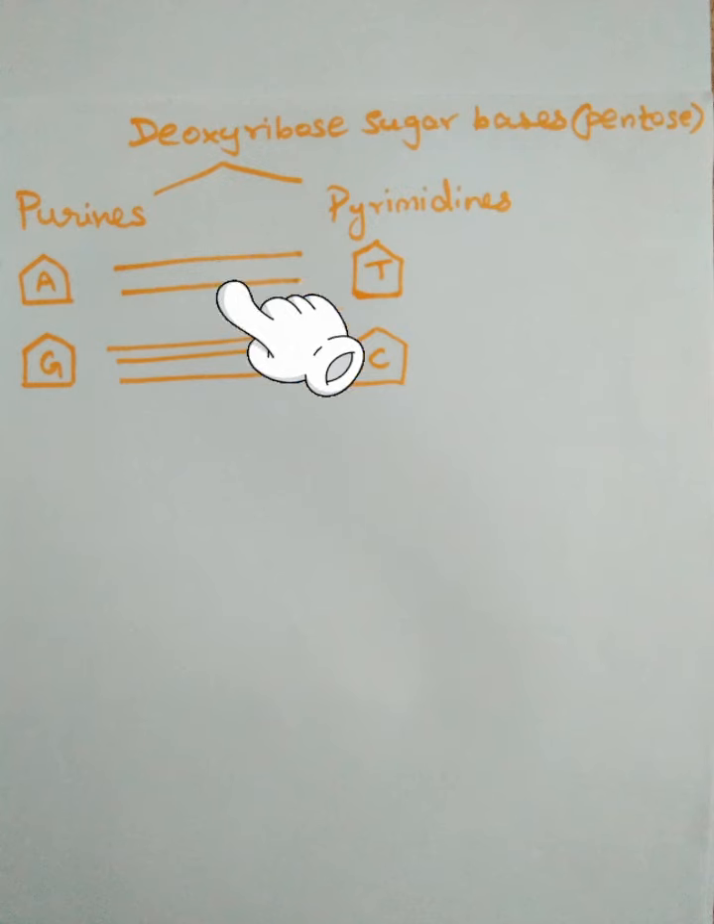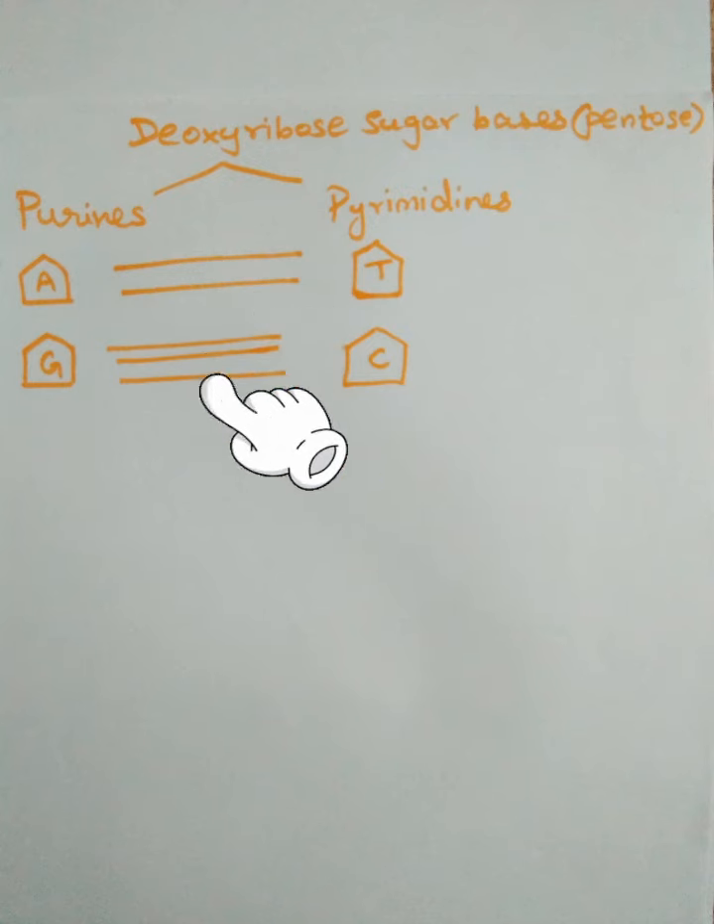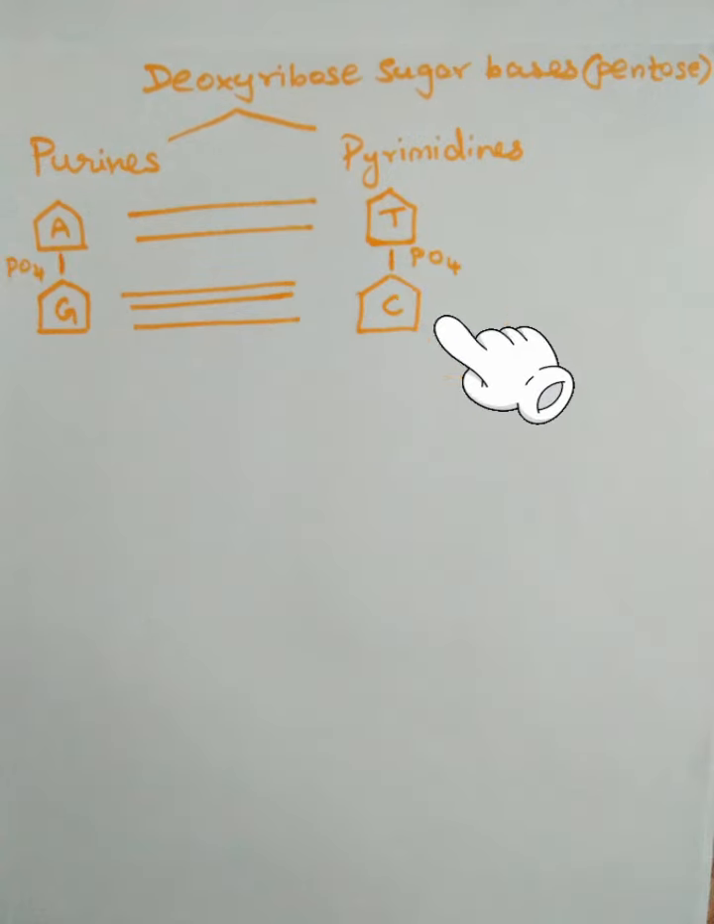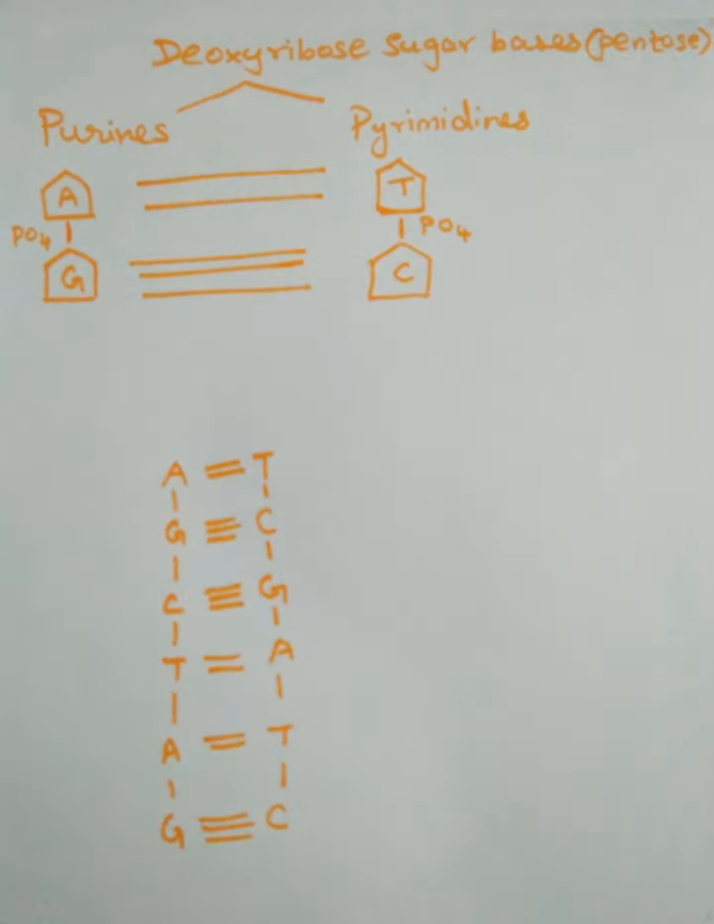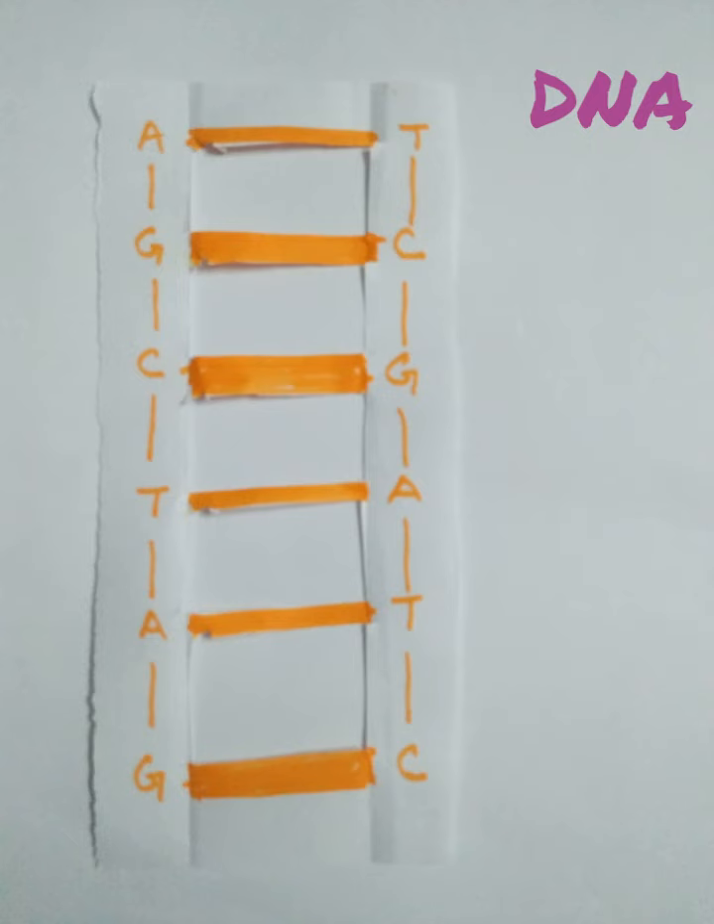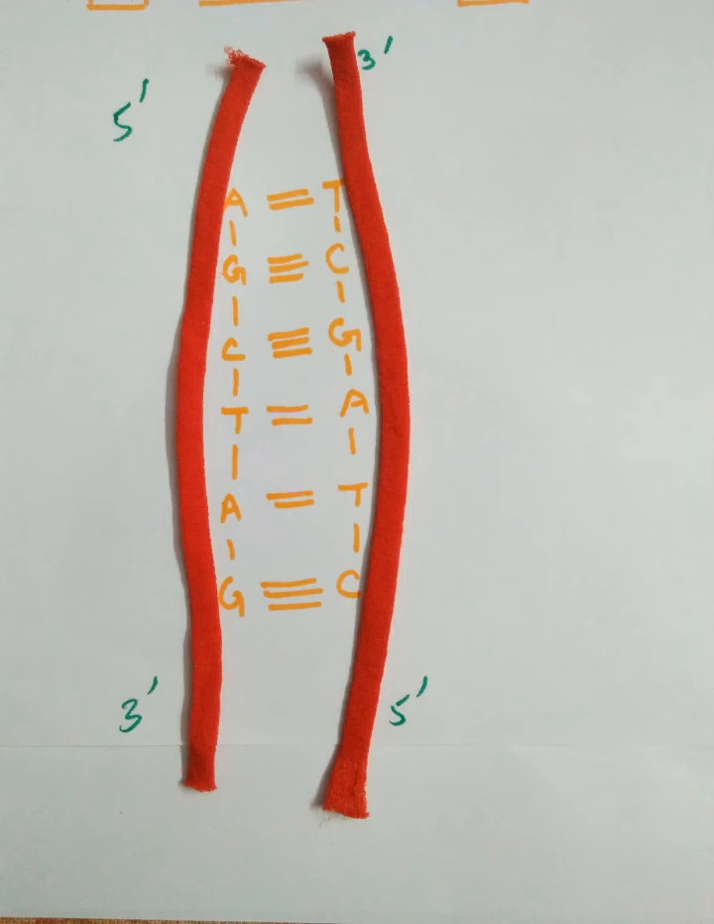Adenine pairs with thymine with a double bond, and cytosine binds with guanine with triple hydrogen bonds. A phosphate molecule binds the successive purines and pyrimidines in a strand. Thus, a DNA is made up of sugar bases linked to each other by phosphate molecules, and this one strand is paired with a complementary strand.